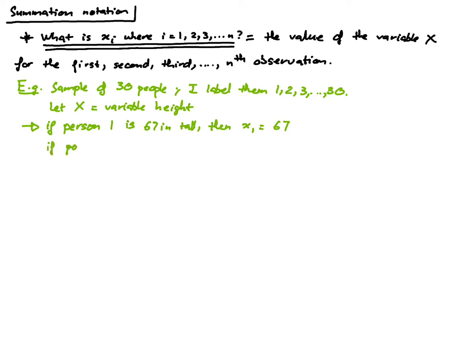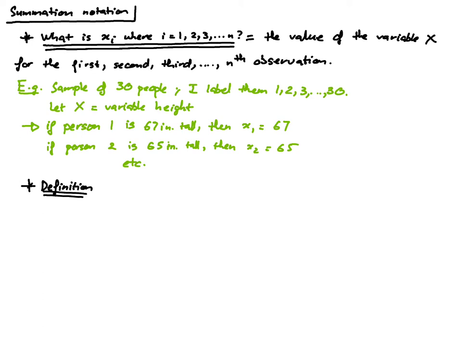If person 2 is 65 inches tall, then x2 is 65, and so on and so forth. In other words, x sub i is just the value of the ith observation in the dataset. So with that in mind, let's define the summation notation. So we have the following definition.